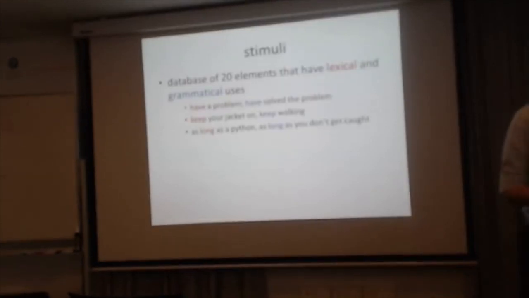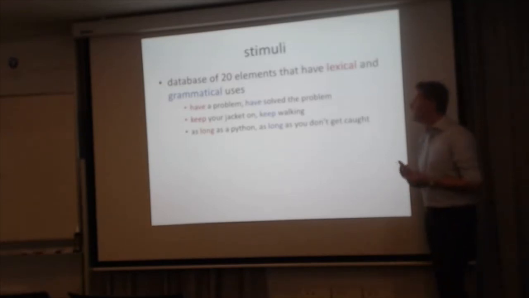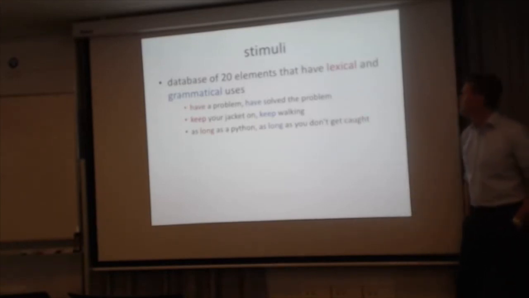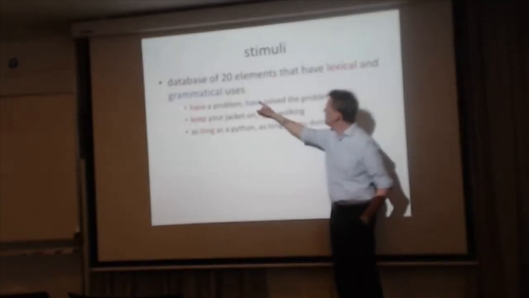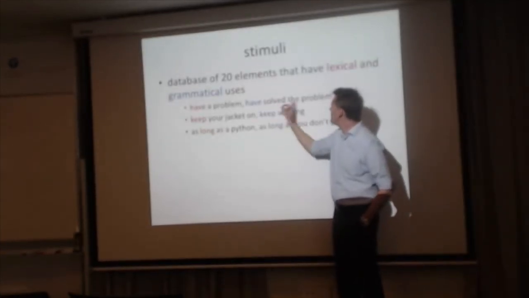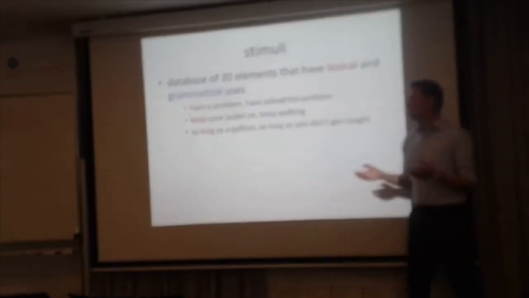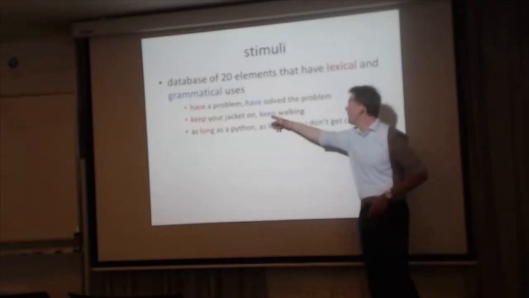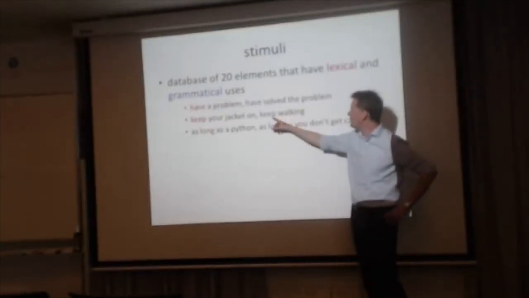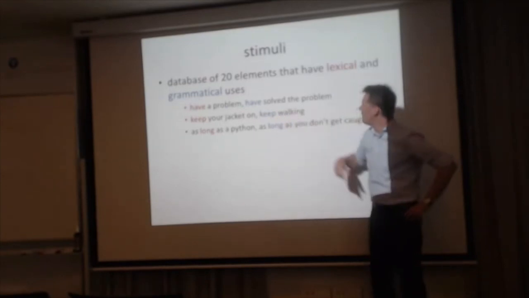First thing we did is that we constructed a database of 20 elements that have both lexical uses and grammatical uses. So I've shown these here in red and blue. An English verb like have has lexical uses. So it can indicate possession, as in have a problem. But it has also a grammatical function as auxiliary of the perfect, have solved the problem. Keep has some lexical uses where it means retain. Keep walking has acquired more of a grammatical aspectual function, meaning continue walking.